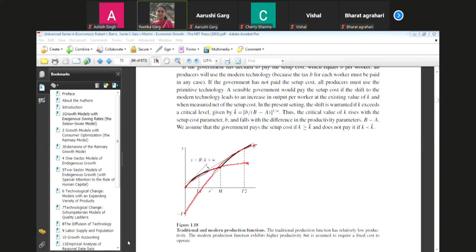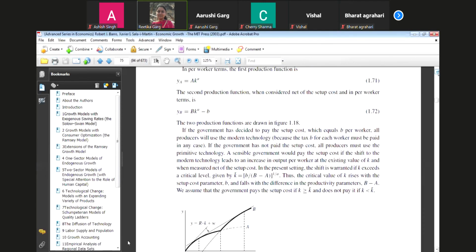And of course, as you can see, there is some fixed cost here. So if K is 0, then this new technology involves some cost here, which is negative. So that's why it will have a negative intercept here.